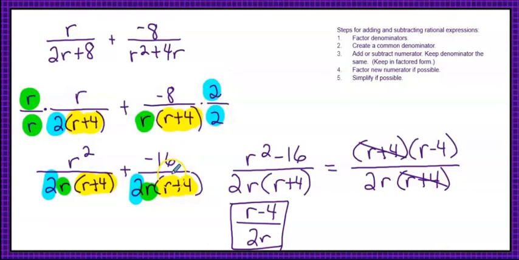Negative 8 times 2 is negative 16. Well, this is r squared minus 16. I wrote it that way so we could see it's a difference of 2 squares. And then the numerator, and I also highlighted these down here so you can see that they have the same denominator now. The numerator can be factored into r plus 4, r minus 4, and then those r plus 4s can be canceled out. And so your answer is r minus 4 over 2r.